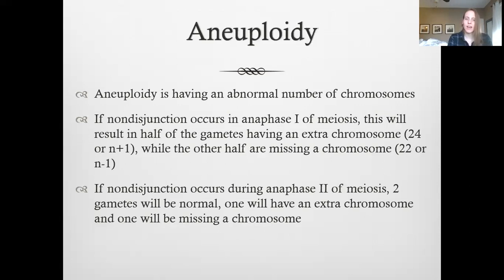Aneuploidy is the result of non-disjunction, and you end up with an abnormal number of chromosomes. So if non-disjunction happens in anaphase 1 of meiosis, then half of the gametes are going to have an extra chromosome and half of the gametes are going to be missing a chromosome. We represent an extra chromosome as N+1 and a missing chromosome as N-1. If non-disjunction happens during anaphase 2 of meiosis, then 2 of the gametes will be normal, 1 will have an extra chromosome, and 1 will have a missing chromosome.